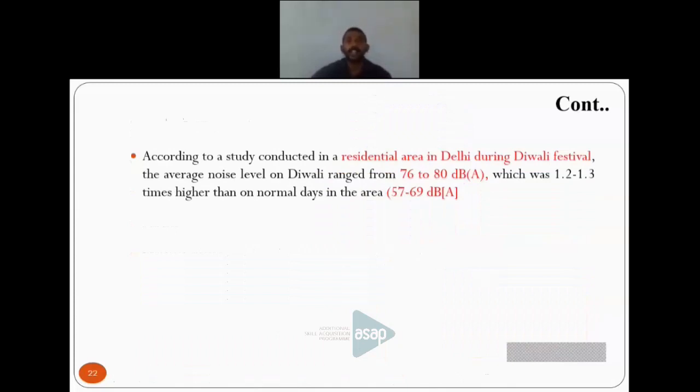And according to a study conducted in a residential area in Delhi during the Diwali festival, the average noise level they found was 76 to 80 decibels. But usually, before the festival, that value was 57 to 67. It is almost 1.2 to 1.3 times higher than the normal days. So these come under social events.